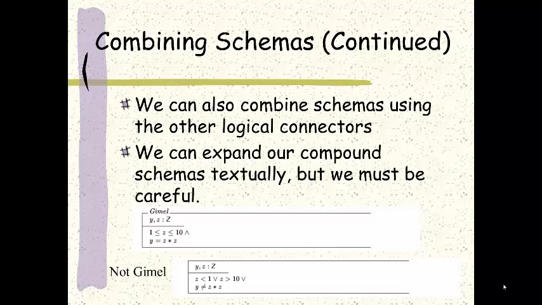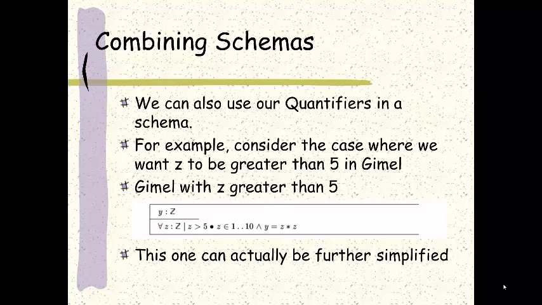We can also combine schemas using the other logical connectives, and we can expand them textually, but we also have to be careful. And by careful, I mean you need to remember things such as De Morgan's laws when negating connectives and quantifiers, as seen in this example. When you negate the conjunction, you get the disjunction and the negation on both sides.